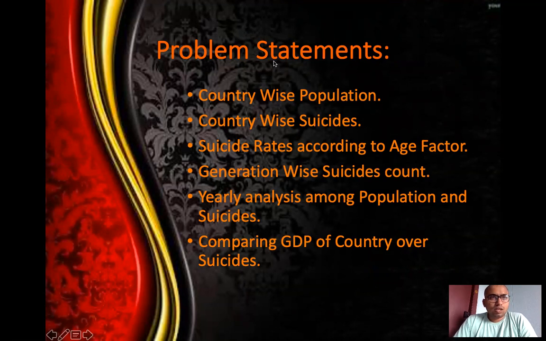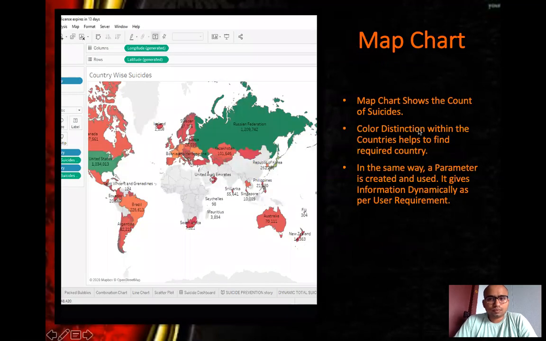We can find the age factor, differentiate between the suicides across age factors, generation-wise suicides, yearly analysis of population and suicides, and compare the GDP of a country against the suicide rates. I have visualized the problem statements with different charts.